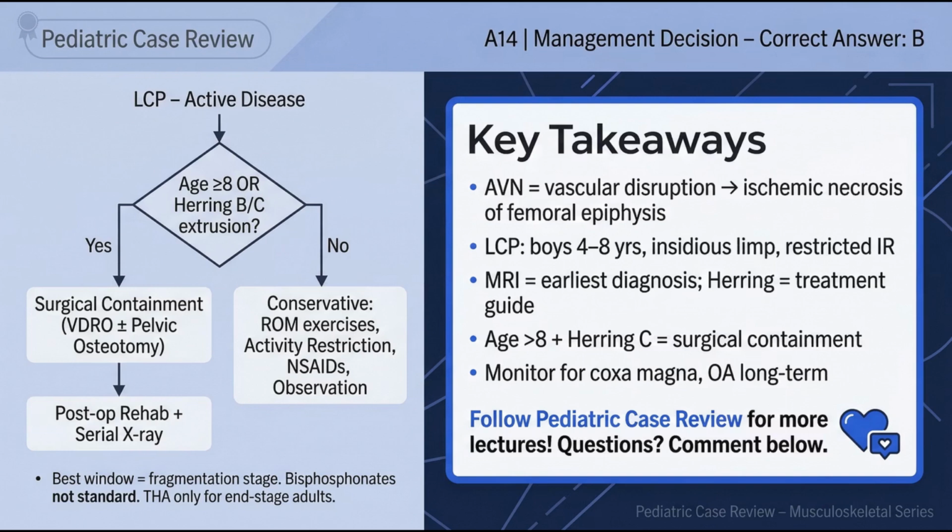Key takeaways from today's lecture. Avascular necrosis equals vascular disruption leading to ischemic necrosis of the femoral epiphysis. Legg-Calvé-Perthes affects boys age 4 to 8 years with insidious limp and restricted internal rotation. Magnetic resonance imaging allows earliest diagnosis. The Herring classification guides treatment. An age above 8 plus Herring group C equals surgical containment.